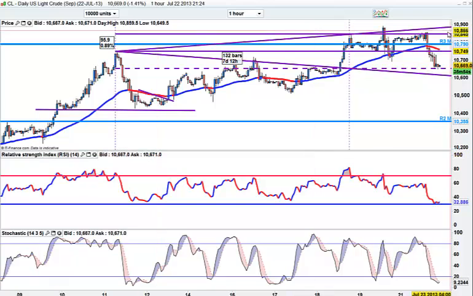But so oil opened in the pits at 108.60 and then dropped to 106.50. It took all session, took the whole oil pit session to do it, but nonetheless it did it. And so let's just go through some of the dailies.